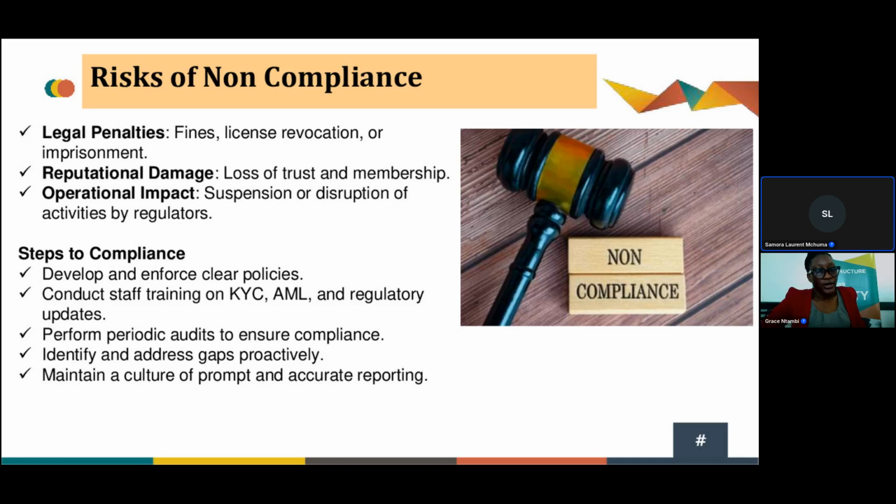And then you conduct staff trainings on KYC, AML, and regulatory updates. Then you perform periodic audits to ensure compliance, see where the gaps are, identify them, and know how to deal with them proactively. And then you maintain a culture of prompt and accurate reporting. That will help you to be on top of business, to be compliant enough, and that way you can have sustainability and be fully compliant according to the regulators' directives.